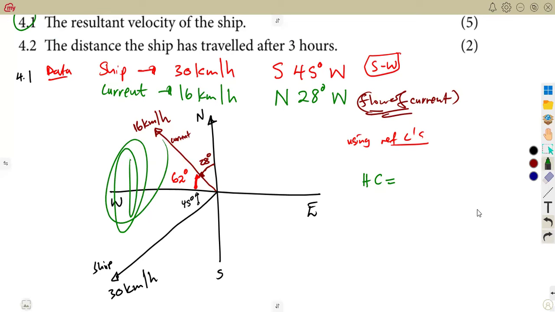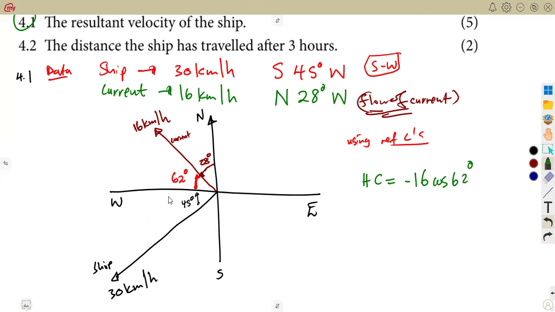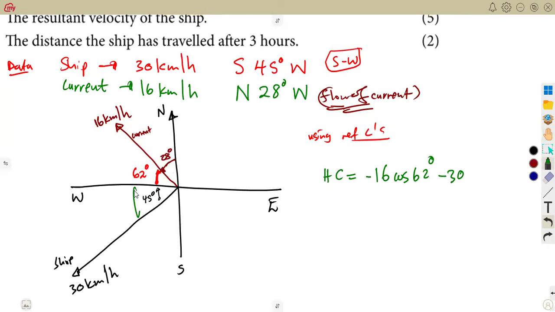So it's going to be negative 16 cos 62. All right. Then we consider 30. That's negative 30 cos 45. The angle between the horizontal and the ship is 45 degrees, so that's cos 45 degrees like that. This is when you are considering the reference angles, the acute angles.